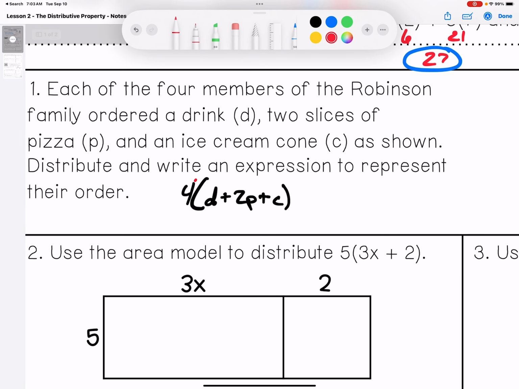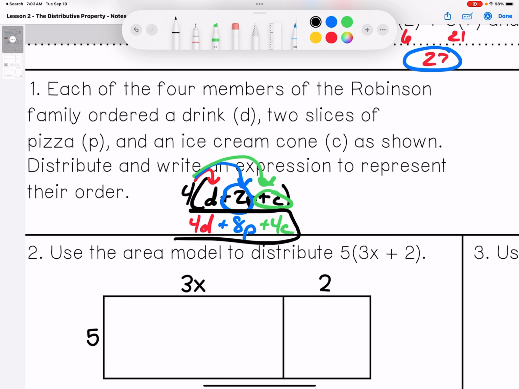So we're going to take 4 times D. Then we're going to go 4 times positive 2C. You see that sign in front of it, it goes with it, okay? Remember, we talked about that yesterday. And then 4 times positive C. So the first one, 4 times D, is 4D. 4 times 2P is 8P. And then 4 times C, the one in green, is positive 4C.